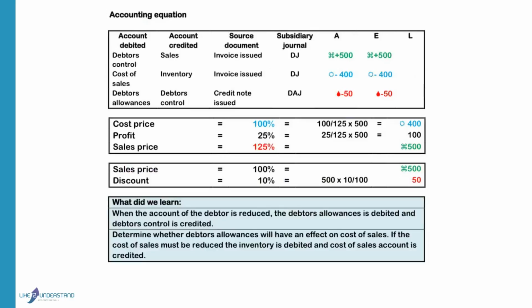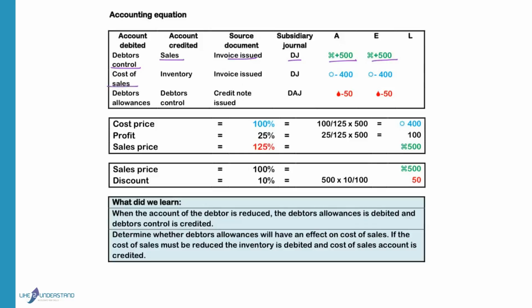In the accounting equation, debtors is debited to increase assets with $500. Sales is credited to increase profits with $500. An invoice is issued and we record it in the debtors journal. Then we will do the second entry when we sell goods. It's always a double entry for sales price and then a double entry for cost price.